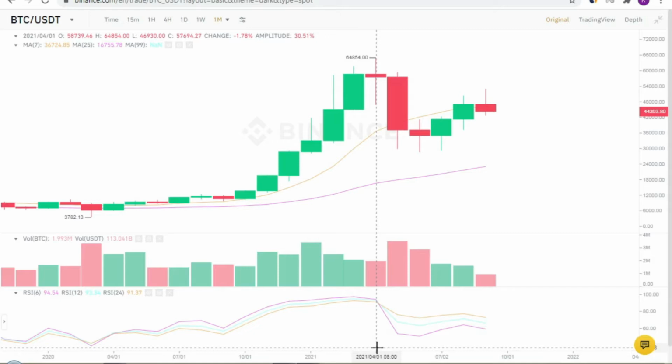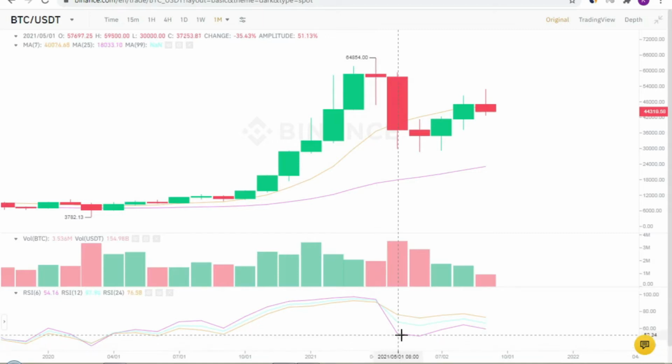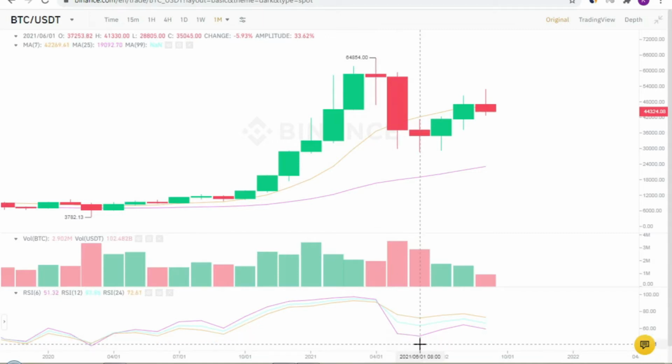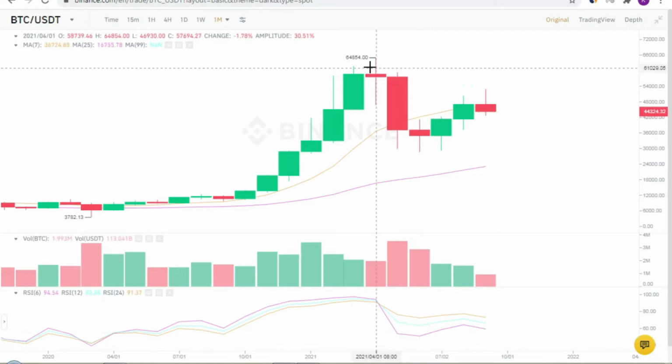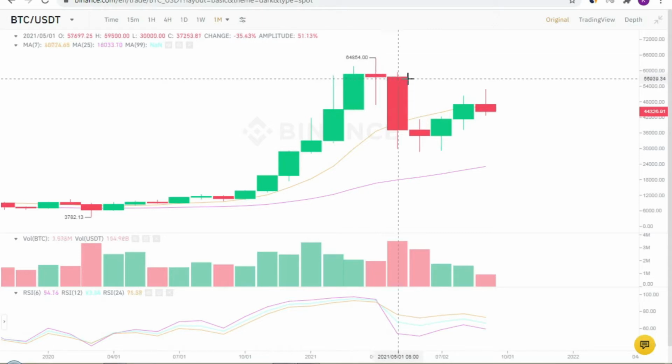We can see here, hopefully you can see this, this is the 1st of April. Here is the 1st of May. Here is the 1st of June. So this represents 1 month. It means that this candle closed here in April and opened here in May and went up here, not probably, because the candle shows it, and went down. This was a massive crash.